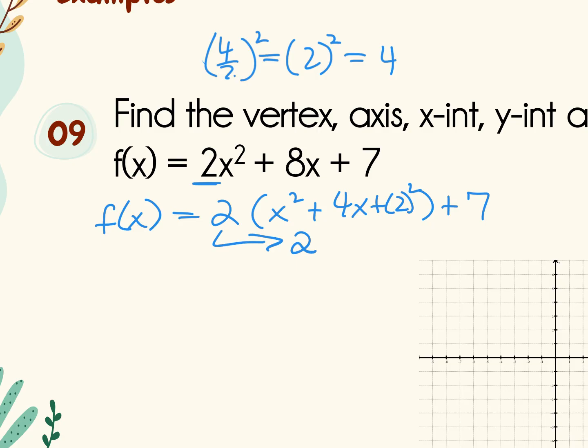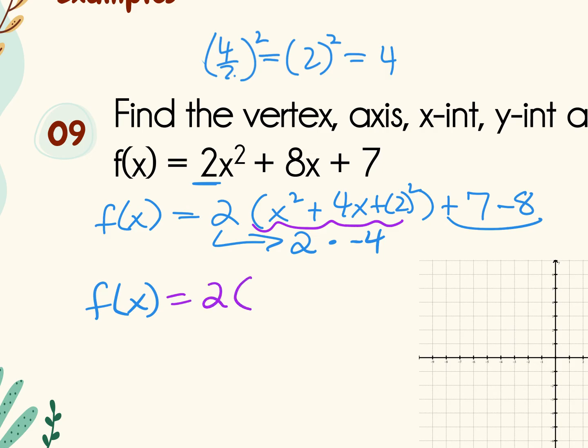Normally, I would be subtracting the 4. So I'm going to multiply 2 times -4, and I get -8. So that's what I'm going to combine over here. I need to factor this perfect square trinomial, and this ends up becoming 2 times the quantity x plus 2 squared, minus 1. I now have it in standard form.